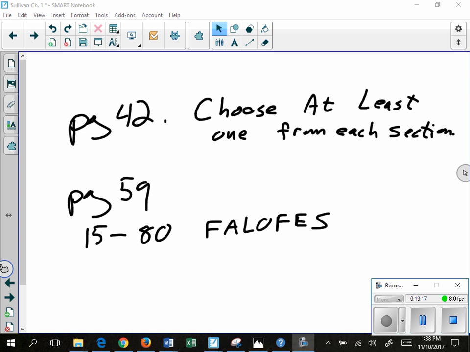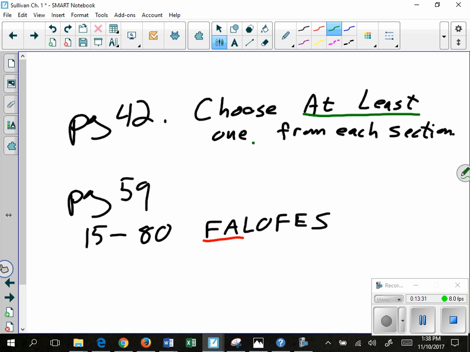Remember, I'm trying to shorten these assignments up a little bit so that even if you don't just want to do the first and last odd, if you got a section that didn't make sense to you and you need to take a couple more paths through the woods, you certainly can. And it says here at least one from each section. So again, if you struggle on something, you can do extra.